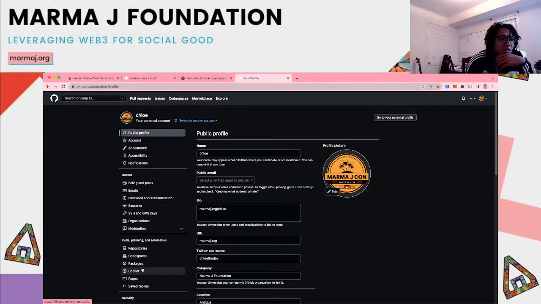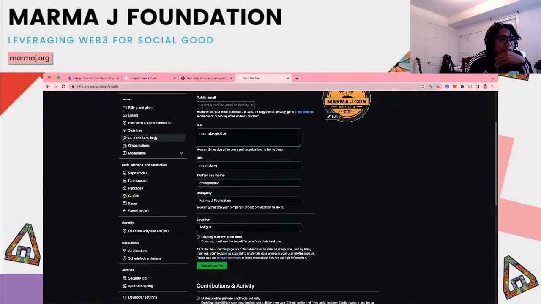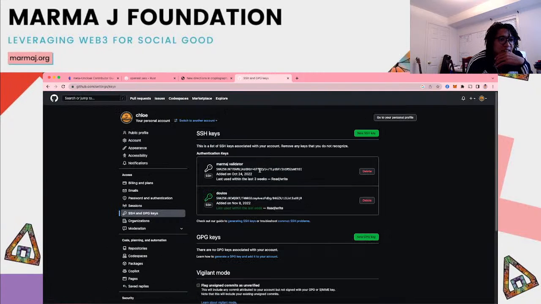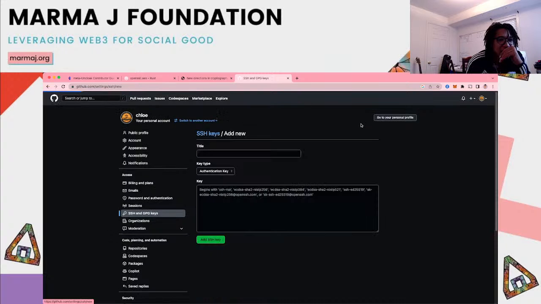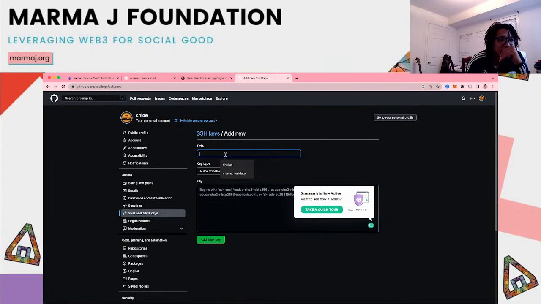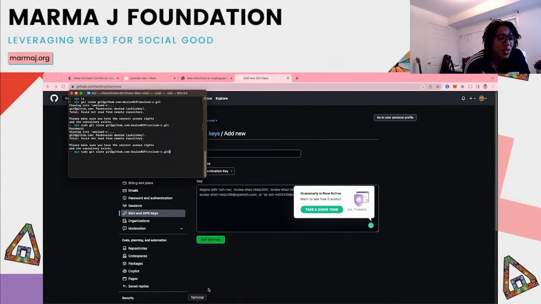We go to settings, and you go to SSH and GPG keys. There you go. Remove any keys that you do not recognize. So I think I can add a new key. How do you do this again? I always forget. Okay.